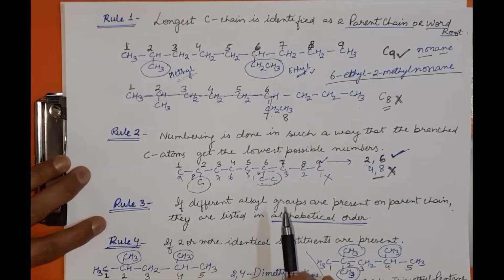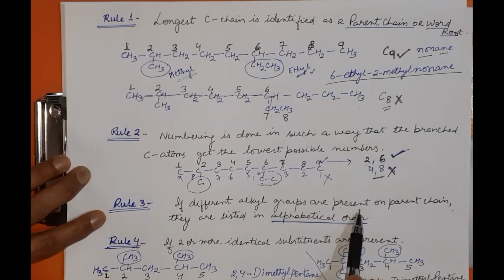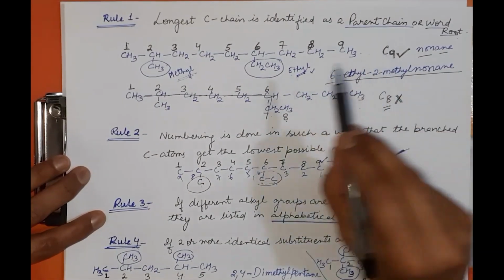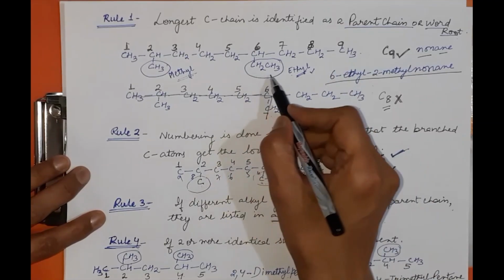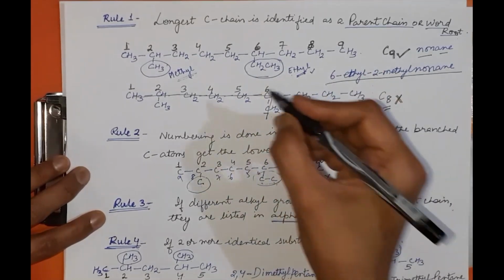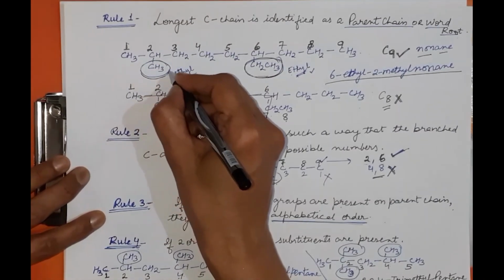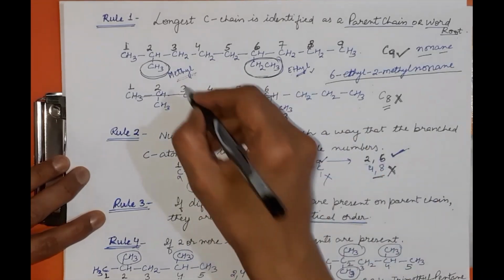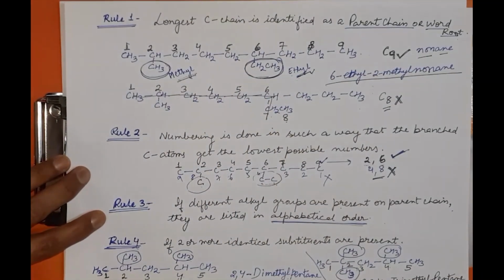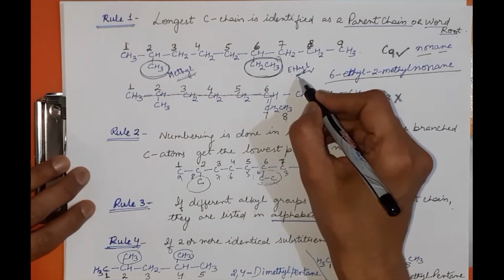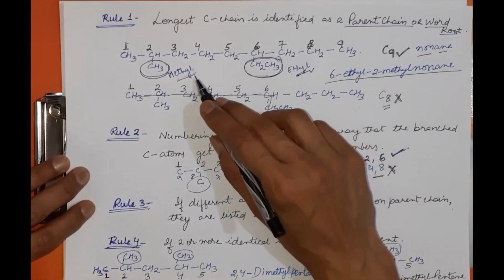Then rule number 3. If different alkyl groups are present on the parent chain, they are listed in alphabetical order. With this example we can understand that this is a parent chain and two different side chains, alkyl groups, are present here. This is the methyl group and this is the ethyl group. According to alphabetical order, ethyl will come first and then methyl.